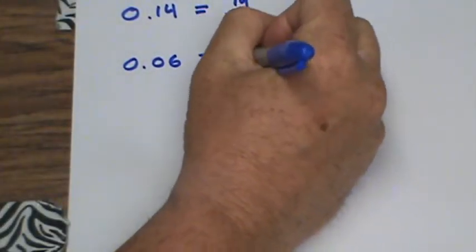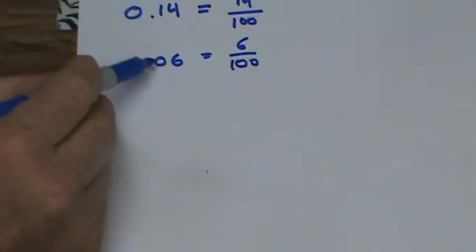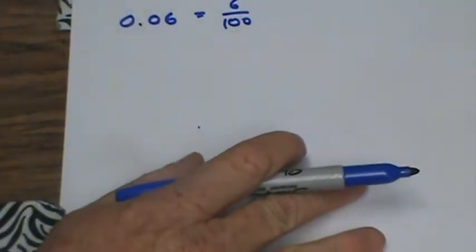Let's try some more. What would 14 hundredths equal? Go ahead and write that down. If you wrote down 14 as the numerator and 100 as the denominator, you are absolutely correct. Here's a tricky one. Well, not really. I think you got the hang of this by now. And that would equal what? Well, it would equal 6 hundredths. Remember, ones, tenths, hundredths.